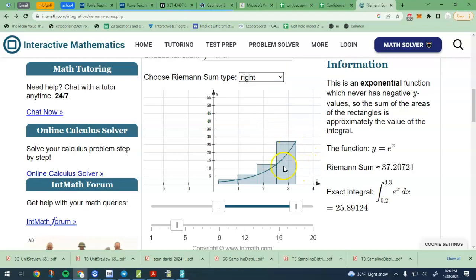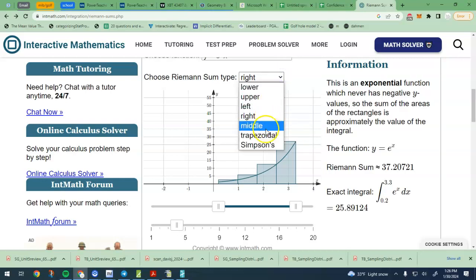Right, so if you think about this rectangle on the right-hand side again, we pretend the height on the right-hand side is the height of the entire rectangle. And so here we're overestimating, right? Because the right-hand endpoint is bigger because the function is increasing.